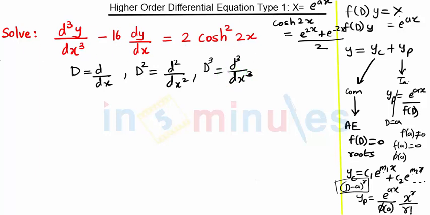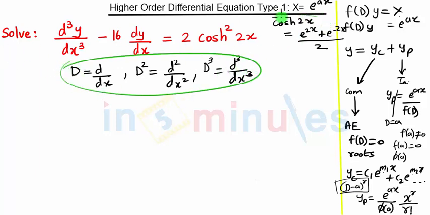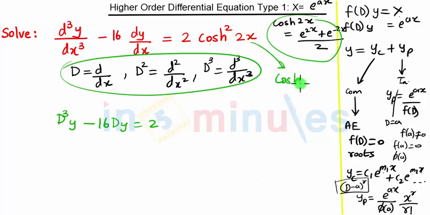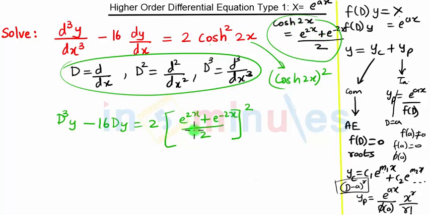So now we are going to do this substitution in our given equation. So this part will become D cube y minus 16, instead of d by dx we are writing D, 16D y equal to 2. This is cosh 2x. We can write this as cosh 2x the whole square. So this is nothing but the whole square, and we have e raised to 2x plus e raised to minus 2x upon 2 instead of cosh 2x.